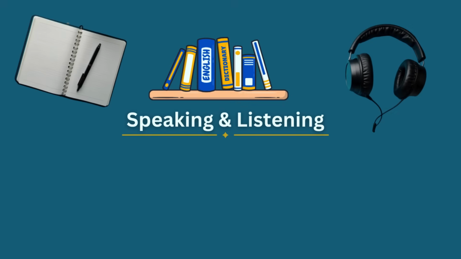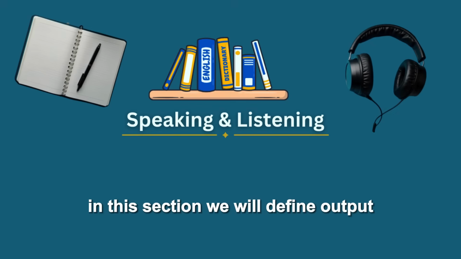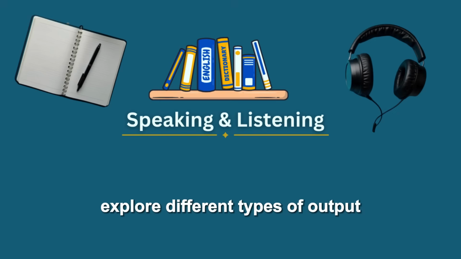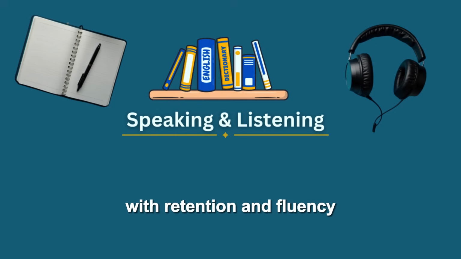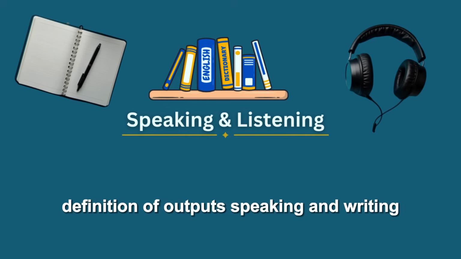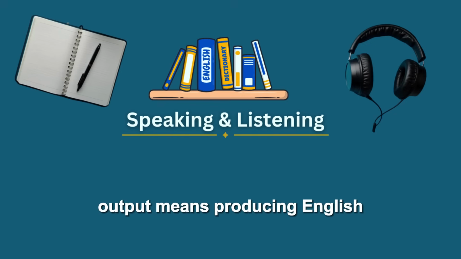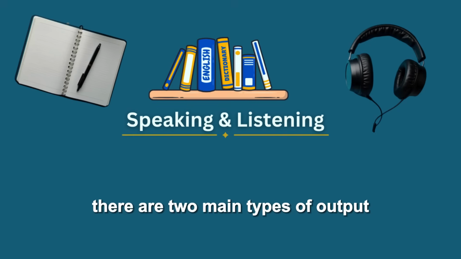Speaking and writing help you turn passive knowledge into active skills. In this section, we will define output, explain why it is necessary, explore different types of output, and see how using English regularly helps with retention and fluency. Definition of outputs, speaking and writing. Output means producing English rather than just understanding it. There are two main types of output.